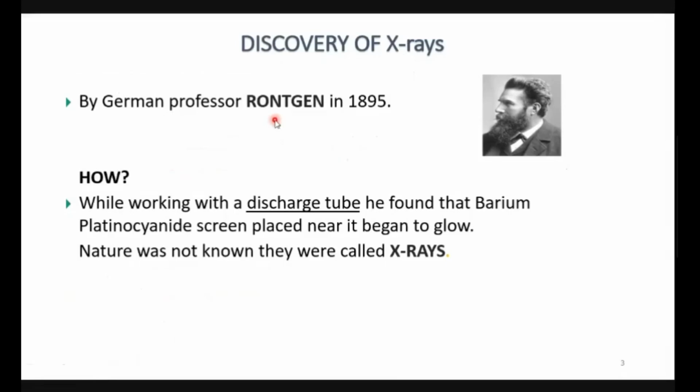Okay, so to begin with basics, the discovery of X-ray. A German professor named Röntgen discovered X-ray in 1895. He was working with electron discharge tubes, and near this tube there was a screen placed. That screen was coated with barium platinocyanide. When electrons may have escaped his discharge tube and bombarded the screen, the screen started glowing.